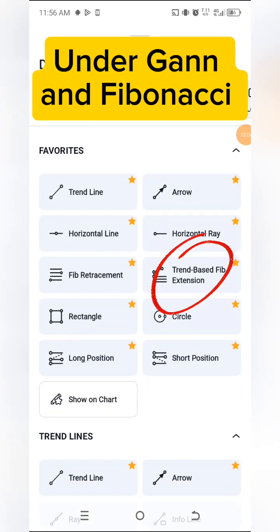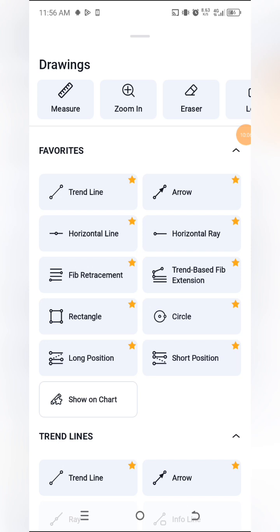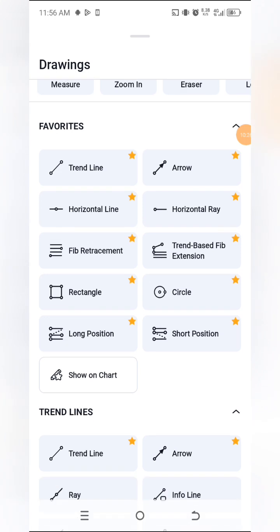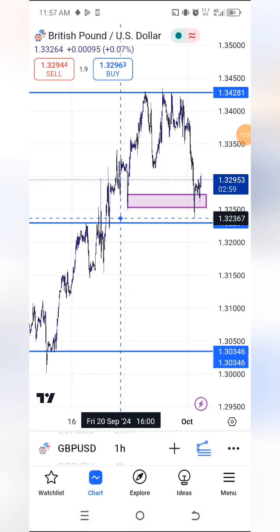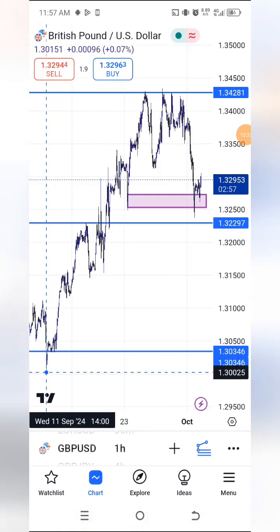Why it is called trend based is because it works when the market is already trending, like you've seen it's already bullish direction. Of course, these fib retracement and extension are all for trending markets. You can't choose it really for the consolidating sort of market, this particular one. So you tap on fib extension and then you'll still come the way we did on retracement.